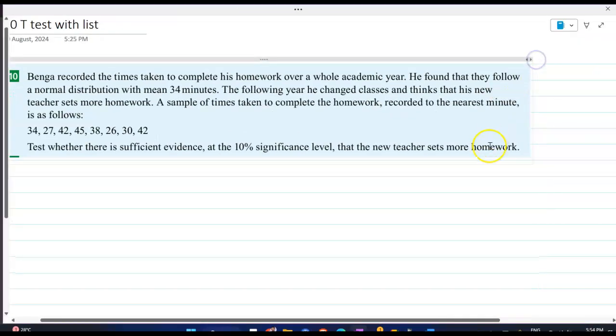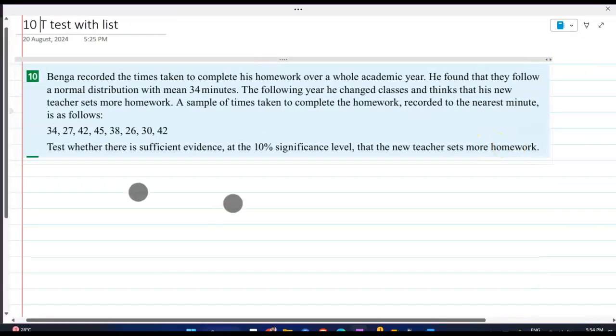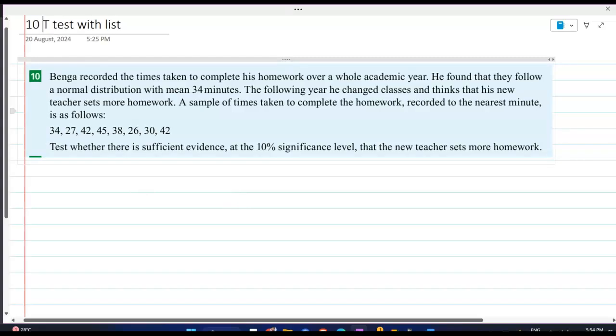Okay, now I'm showing you all the types of t-tests, all the types. One of each type I'll show you. Now this is one when they give you a list of values.